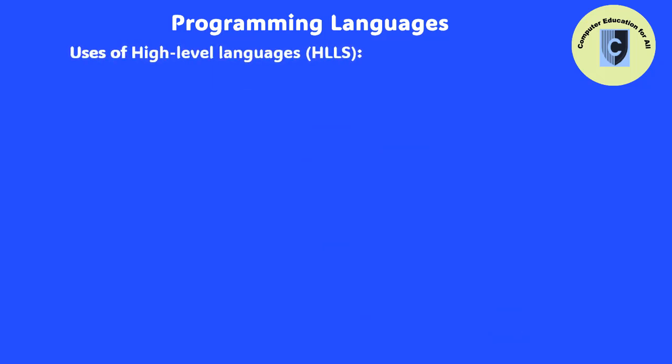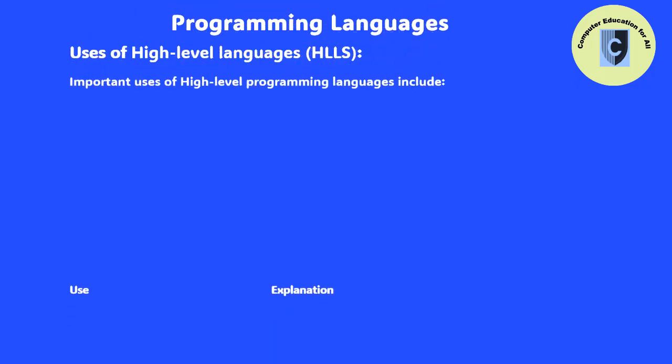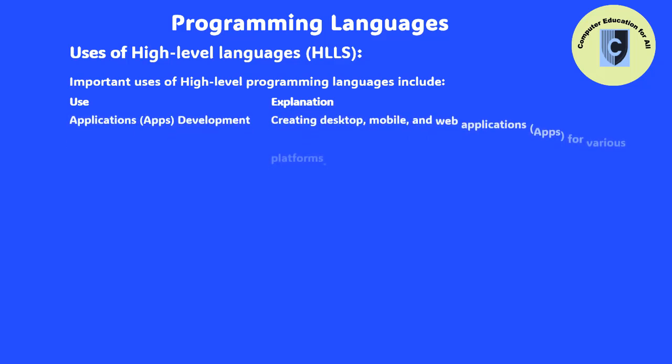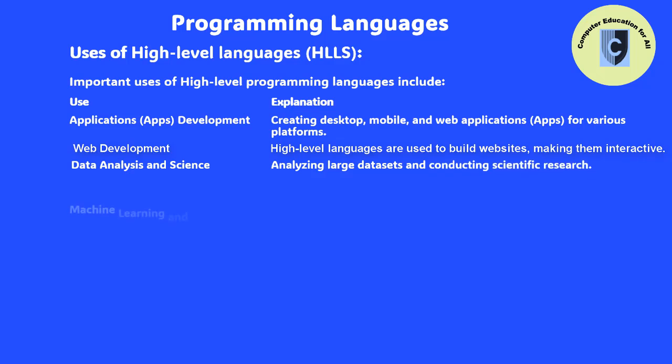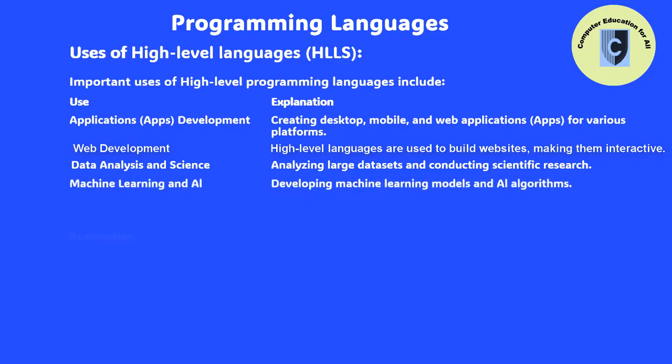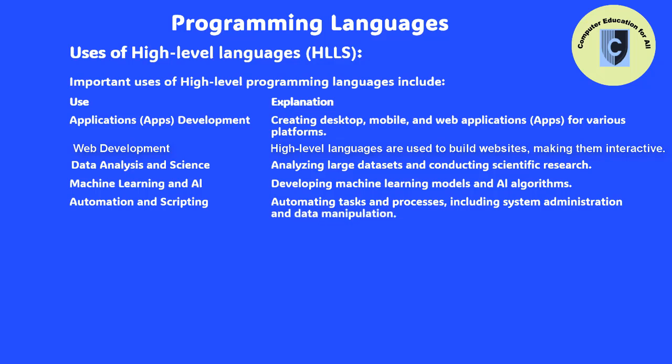Uses of high-level languages. Important uses of high-level programming languages include: application development, creating desktop, mobile, and web applications, apps for various platforms; web development, high-level languages are used to build websites, making them interactive and functional; data analysis and science, analyzing large datasets and conducting scientific research; machine learning and AI, developing machine learning models and AI algorithms; automation and scripting, automating tasks and processes, including system administration and data manipulation.